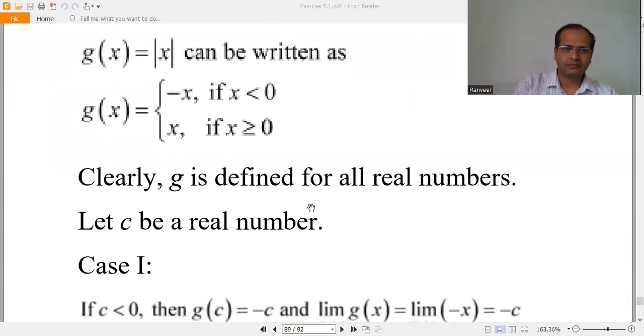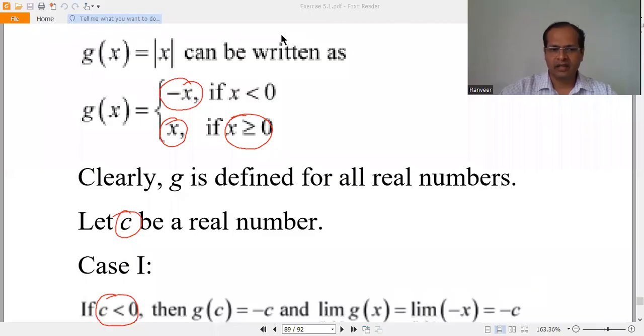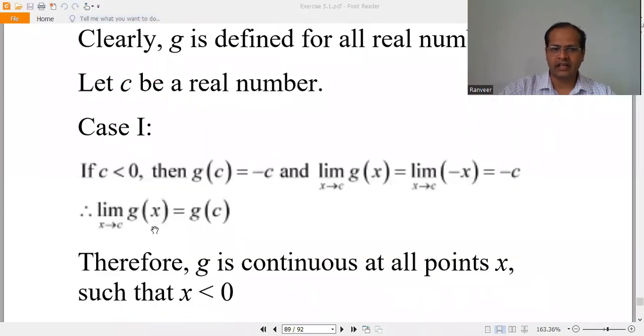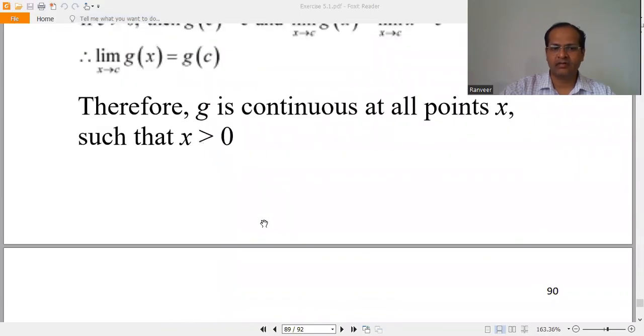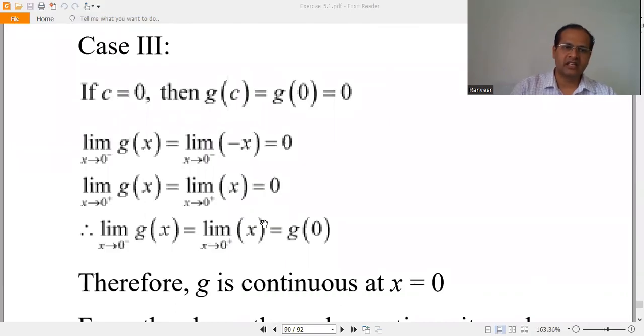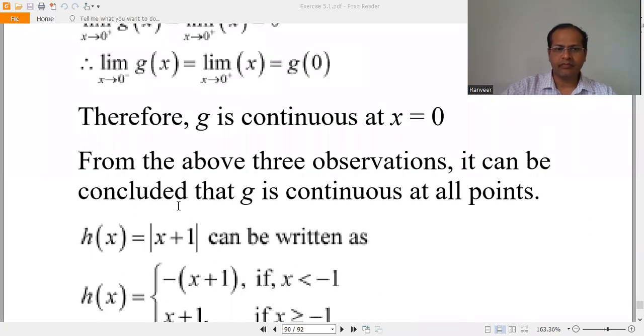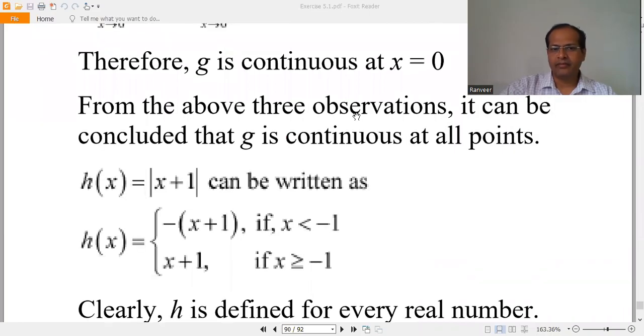How did we check? We took one value c, and after that there are three cases. C less than 0, for that the single function is continuous. C greater than 0 and c equal to 0, for those also we have to check. So c less than 0: the limit as x tends to c of g of x equals g of c. C greater than 0 is also a continuous function, and at x equal to 0, that is c equal to 0, the given function is continuous. So 0, 0, all are 0. So this function is continuous. From the above three observations, it can be concluded that g is continuous at all points.